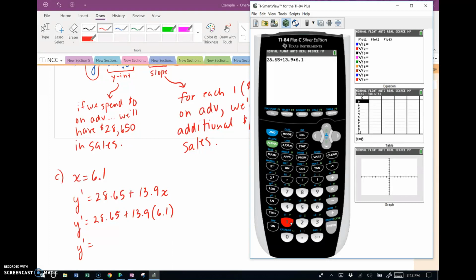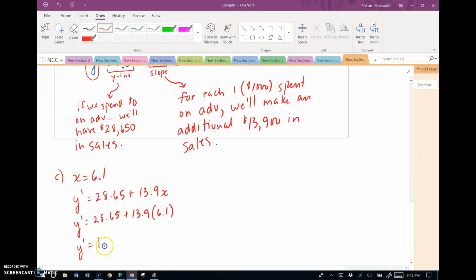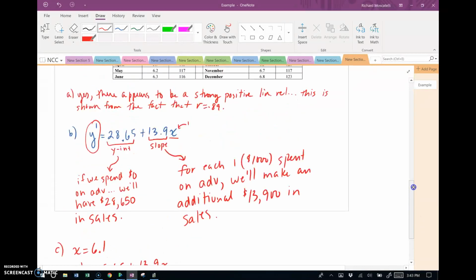All right, so 28.65 plus 13.9 times 6.1. That'll be predicted sales of 113.44, which, when we're talking thousands here, would be $113,440 in predicted sales. All right, nice and easy.